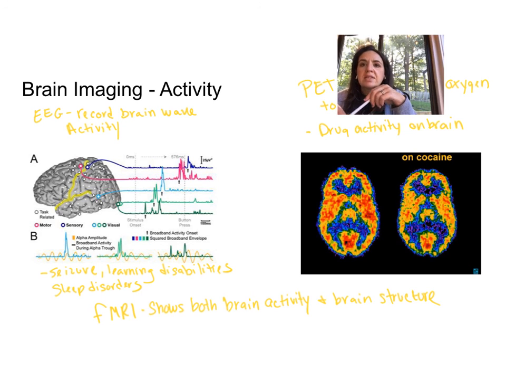So today we discussed not just historical ways to look at the brain with phrenology, but also ways that we look at brain structure and brain activity, and that those are two different ways to look at the brain, but both are equally as important.